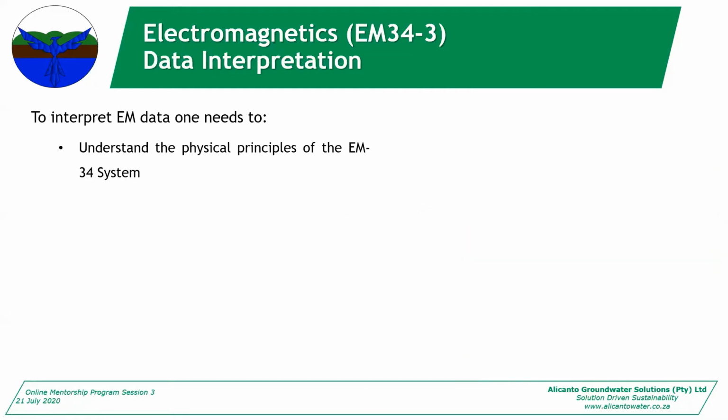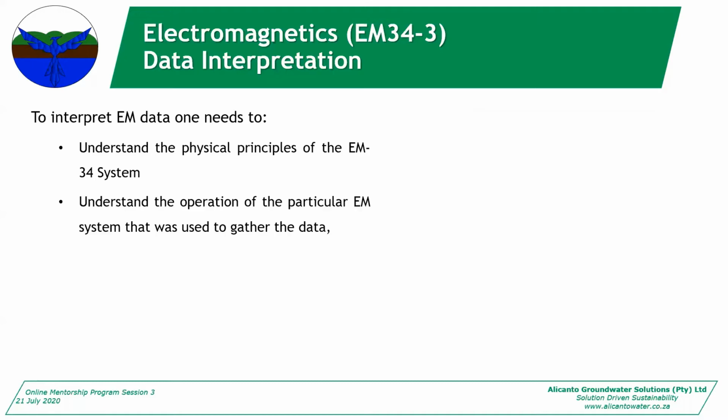Great. So in order to interpret your EM data, you need to first understand the principles of the EM34 system, which we've gone through very quickly now. Understand the operation of the particular EM system that you used. You know, we use EM34, but there are other ones. You get EM31, which is like a pole with a transmitter and a receiver at either end, and it goes up to, I think, EM38. But we focus on the EM34.